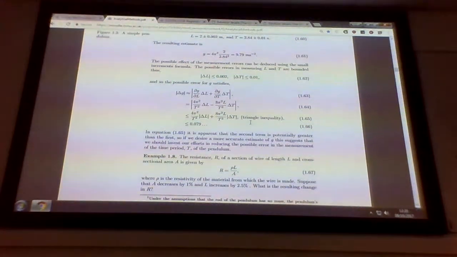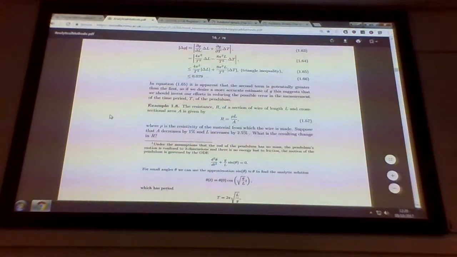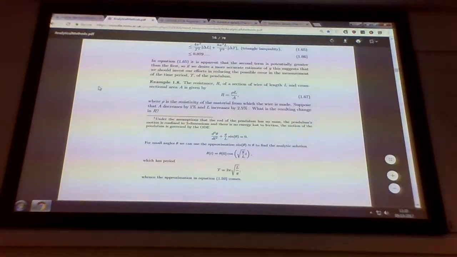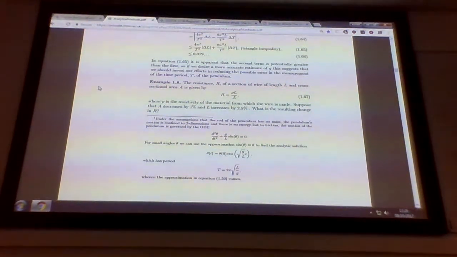Okay, so that's one application of it. The second one is looking at the resistance to the flow of electrical current put up by a length of wire.